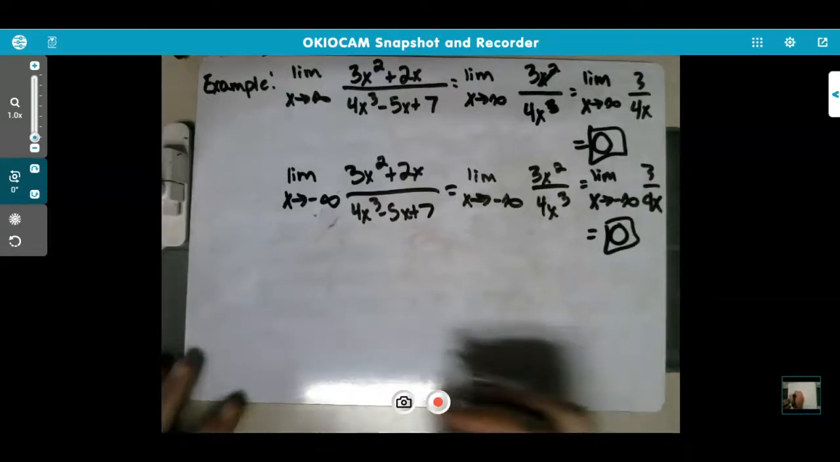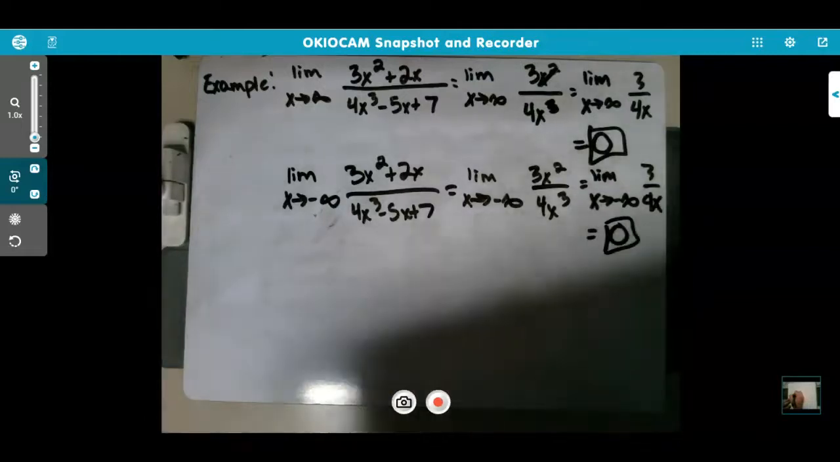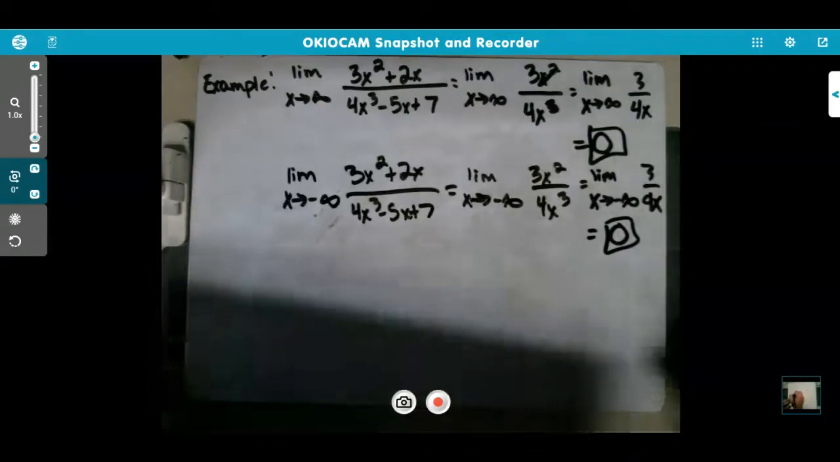Another example. I think I can make it fit. You know what? I'm not going to risk it. I'll just erase and go to a new board. Another example.